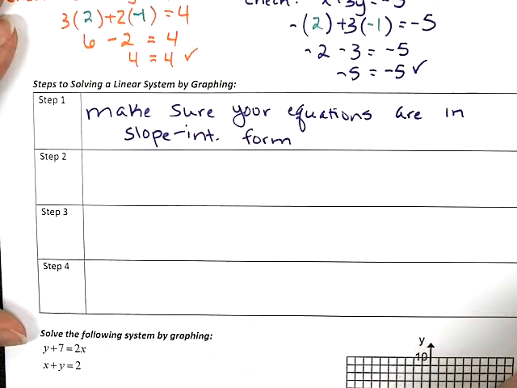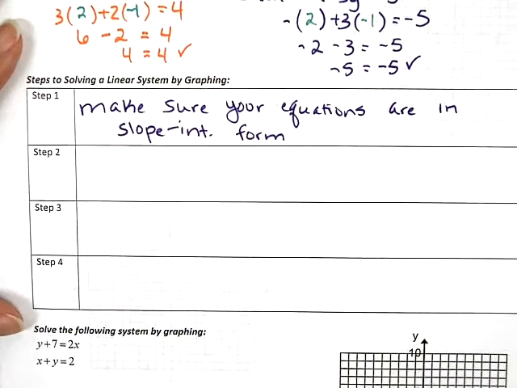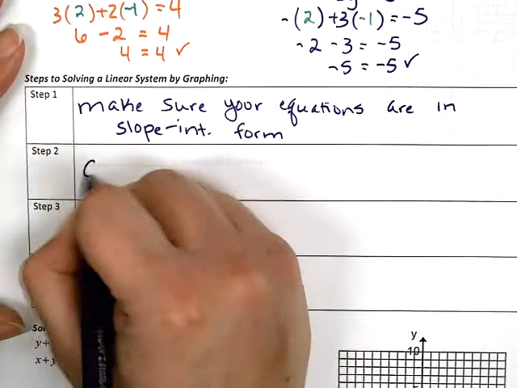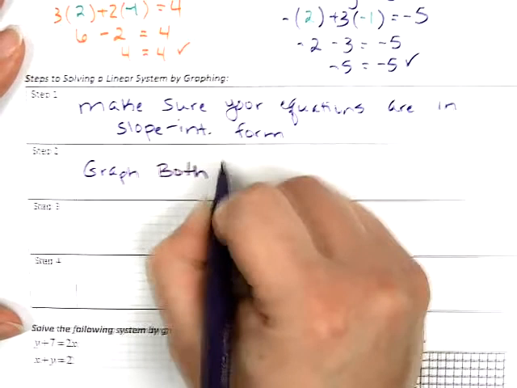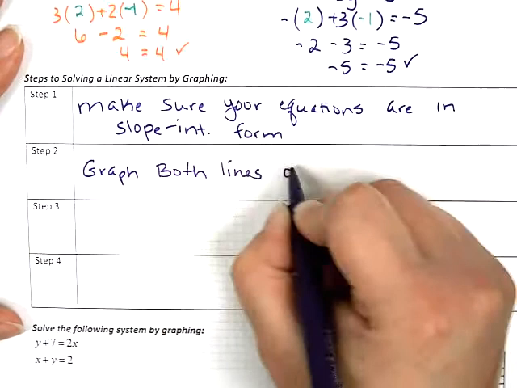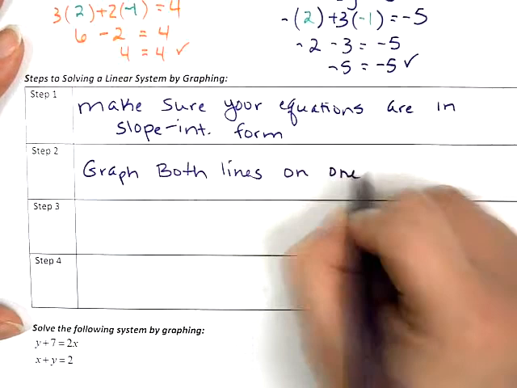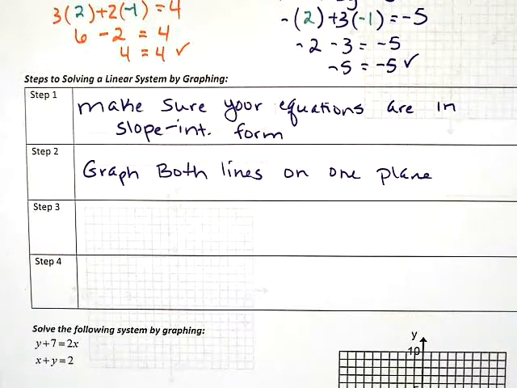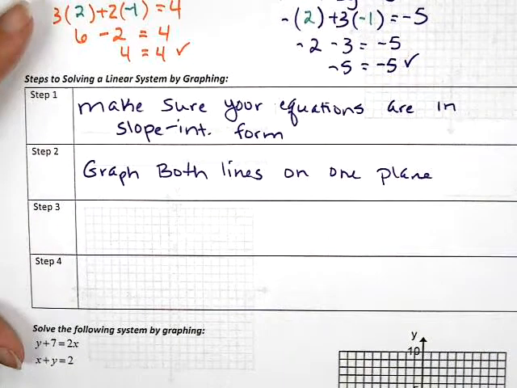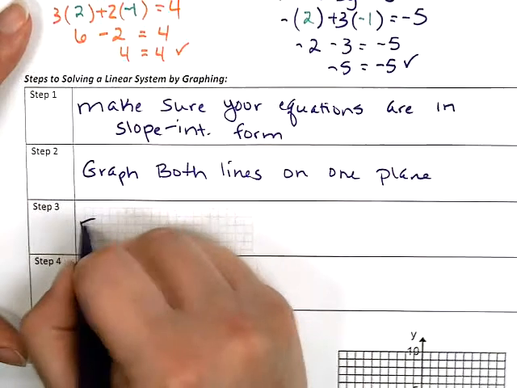Once both of your equations are in slope-intercept form, step 2 is to graph both lines on one coordinate plane, on the same plane, because we're looking for their point of intersection, right? Which brings us to step 3. Find the point of intersection.